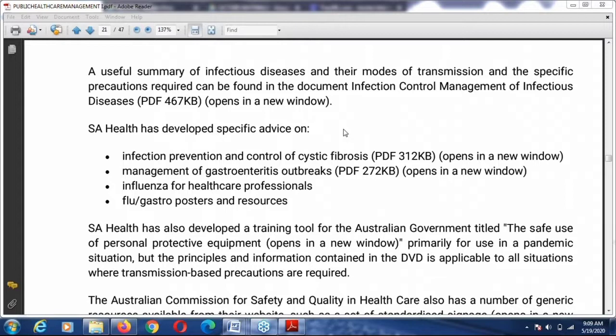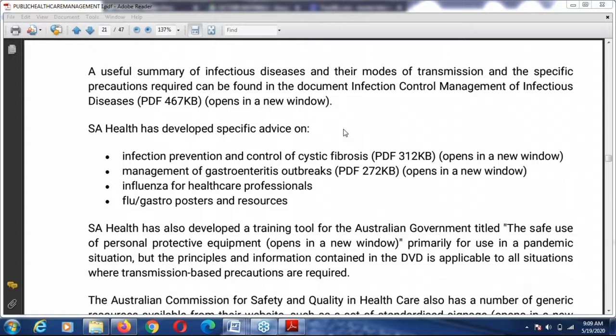The two basic measures. Number one, we have standard precautions. All these topics are very, very important to you as healthcare workers, but these are your major areas which you cannot do without, even in exams. Standard precautions, and we have transmission-based precautions.